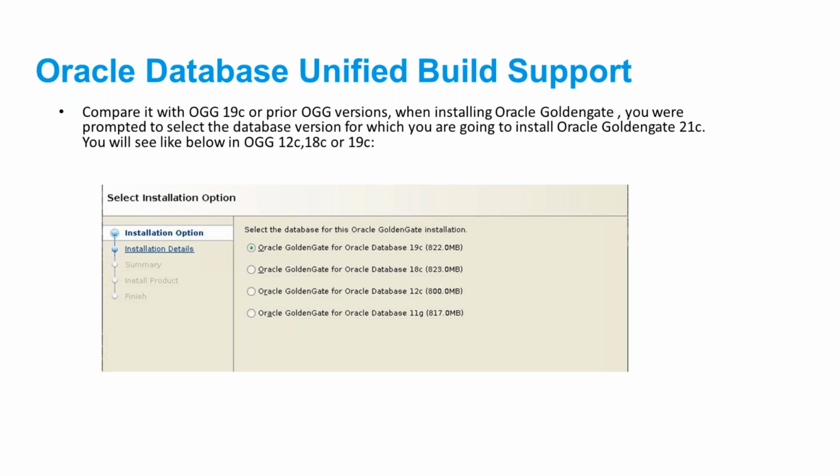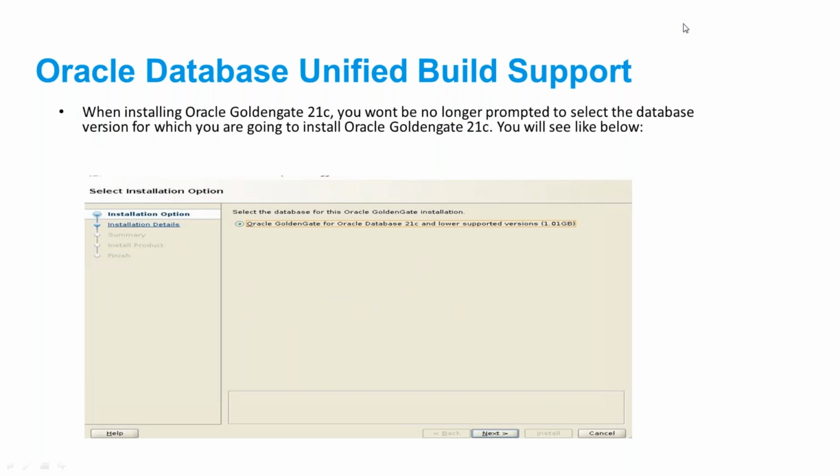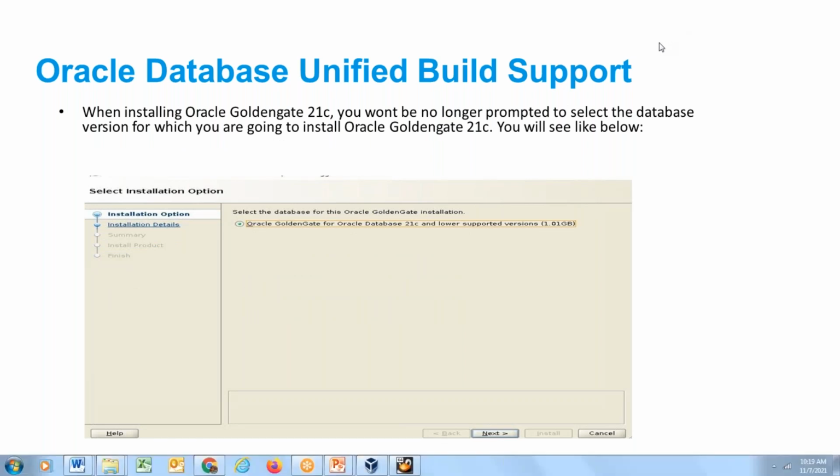So you had to select the correct database, whatever you have. Suppose you want to install this 19c for database 12c, you would have to select the third option. If you don't do that, it won't work. You won't be able to log into GoldenGate because libraries won't be found. However, in 21c, Oracle GoldenGate has launched unified build support for Oracle database. So when installing Oracle GoldenGate 21c, you are no longer prompted to select the database version for which you are going to install Oracle GoldenGate 21c. So you will see it like this.